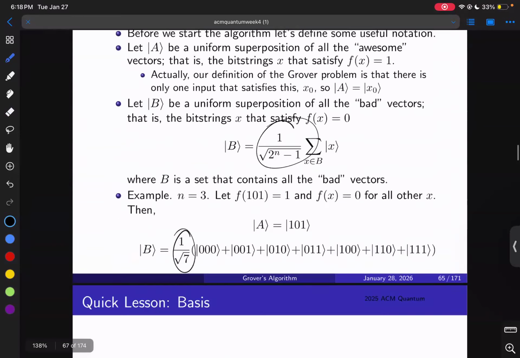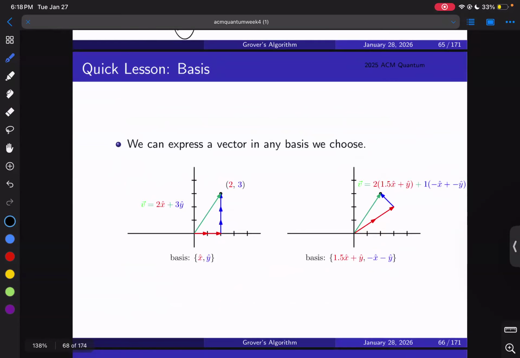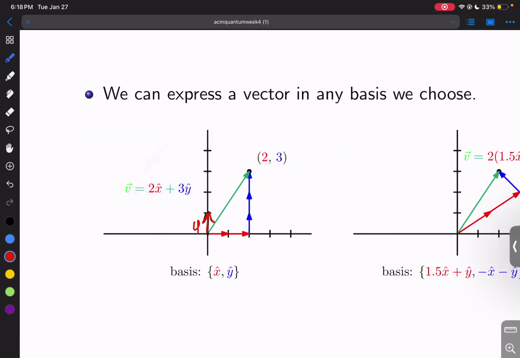Okay. Next thing we'll do before discussing the algorithm is how to express vectors in different bases. Let's say this is what you're used to, a standard coordinate system, where the basis is a unit vector in the x direction and a unit vector in the y direction. y will point up like that, and x will point across like that. Let's say we have this vector, which is 2x plus 3y, and that will be at (2, 3) because it's 2 steps in the x direction and 3 steps in the y direction.